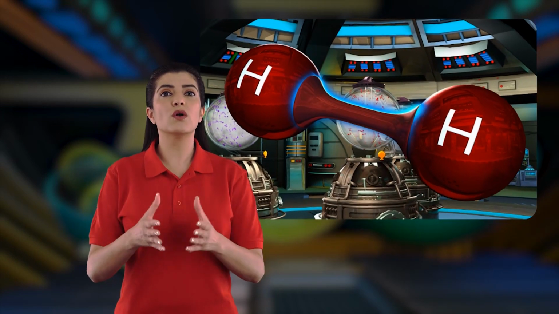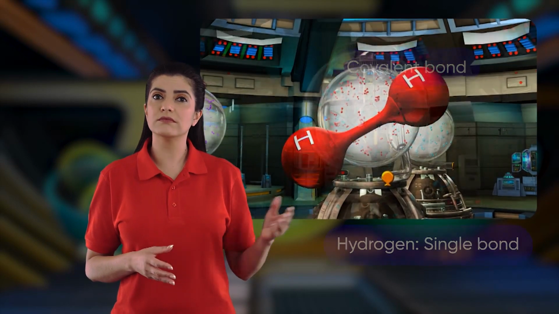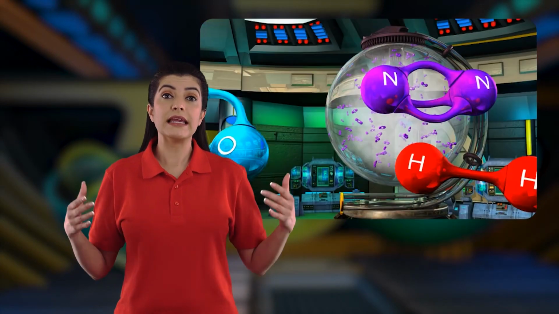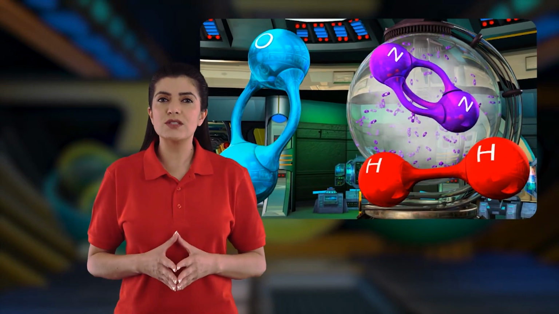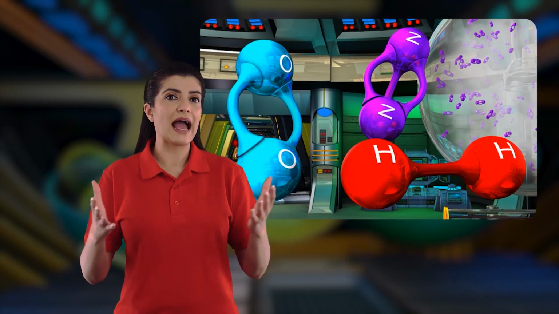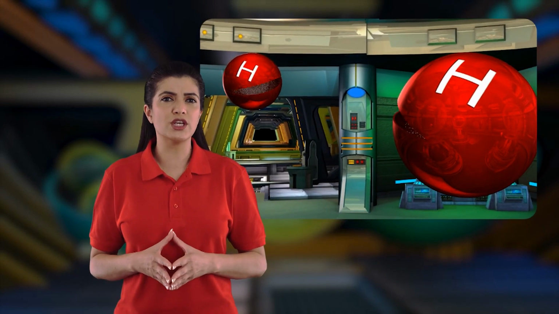These bonds, called the covalent bonds, may be single, as in the case of hydrogen, double, as in oxygen, or triple, as in nitrogen. In this topic, we will study these three different types of covalent bonds composed of the sigma and pi bonds. Let us consider two hydrogen atoms approaching each other.